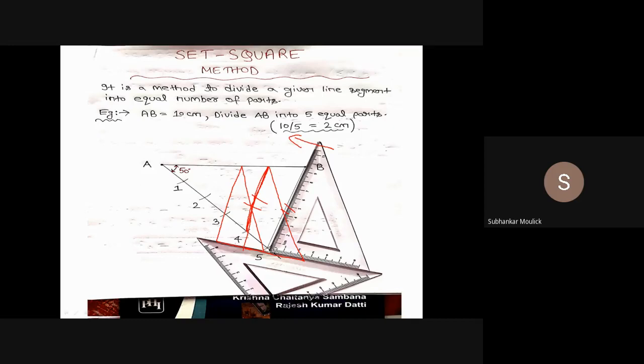Then take your pencil and join this line. Now see, this line is parallel to this line as well as parallel to this line. Likewise, you have to shift the top set square and draw the parallel lines passing through 2, passing through 1. Did you get my point now? Any doubt so far? Yes, sir. Okay.